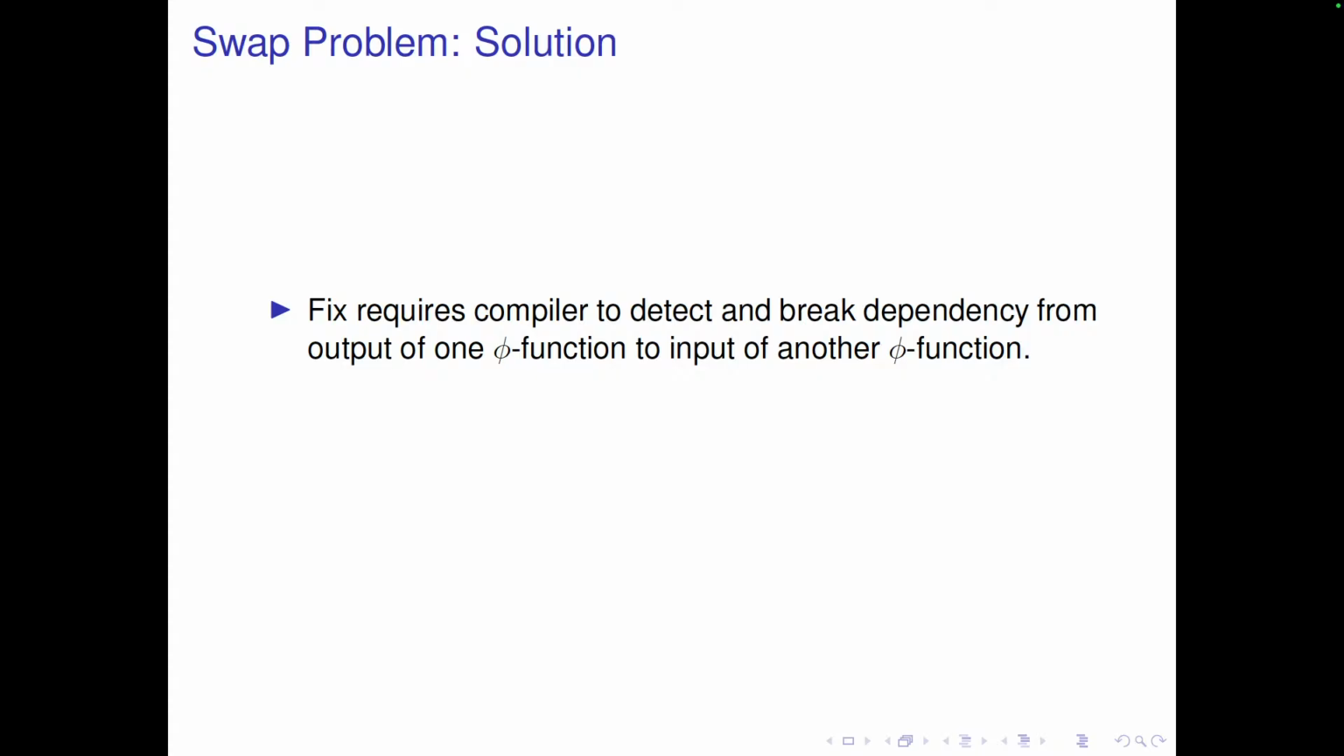Okay. So this fix requires the compiler to detect and break dependencies from the output of one phi function to the input of another phi function. Because the moment you say this is output and this is going into input, mentally you are introducing a dependency. Okay.